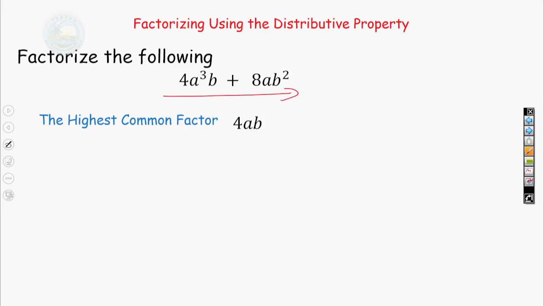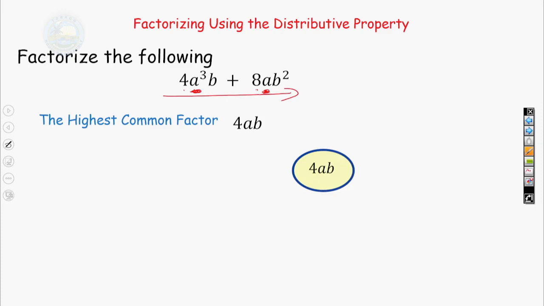Is this correct? Let's check now. In terms of our numbers, what is the biggest number that can divide 4 and 8? 4. In terms of our a's, the lowest power is a to the power 1, which is a, and in terms of our b's, it's b to the power 1, which is b. So our highest common factor here is 4ab.